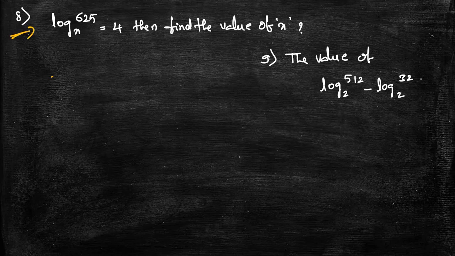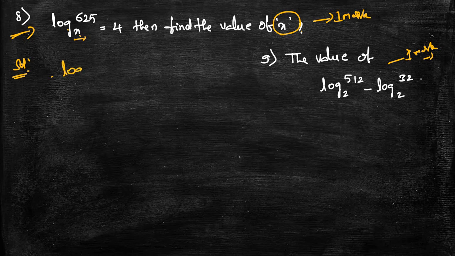Now the 8th one: log of 625 with base x is equal to 4. Then find the value of x, he is asking us to find. Now this type of question will come for your 1 mark question. Okay, so a 1 mark question, and this type will also surely be a 1 mark question. I took these two on one page. So here the solution of this 8th one: log of 625 base x is equal to 4. He is saying to find the value of this x, and I will write this as 625 is equal to x power of 4.